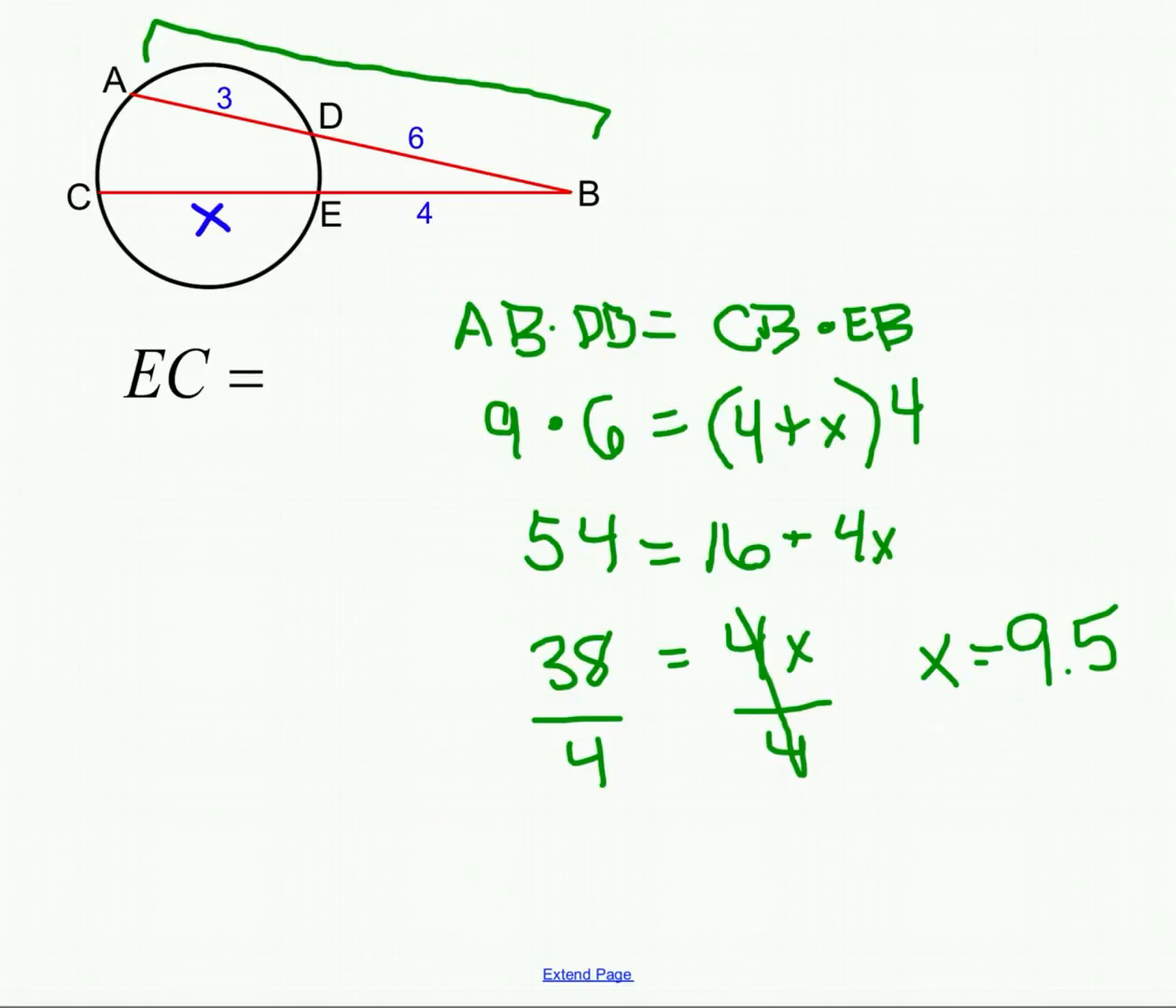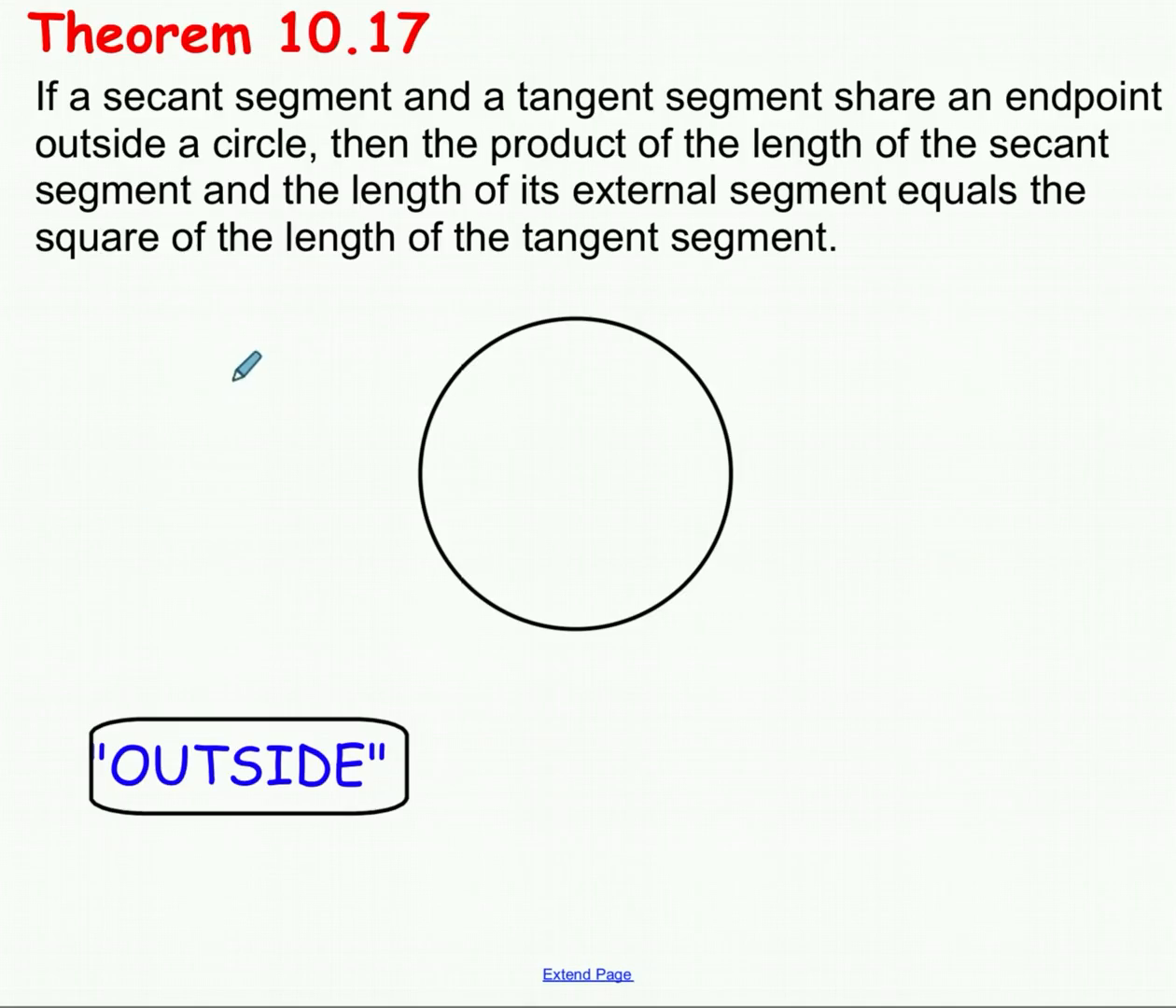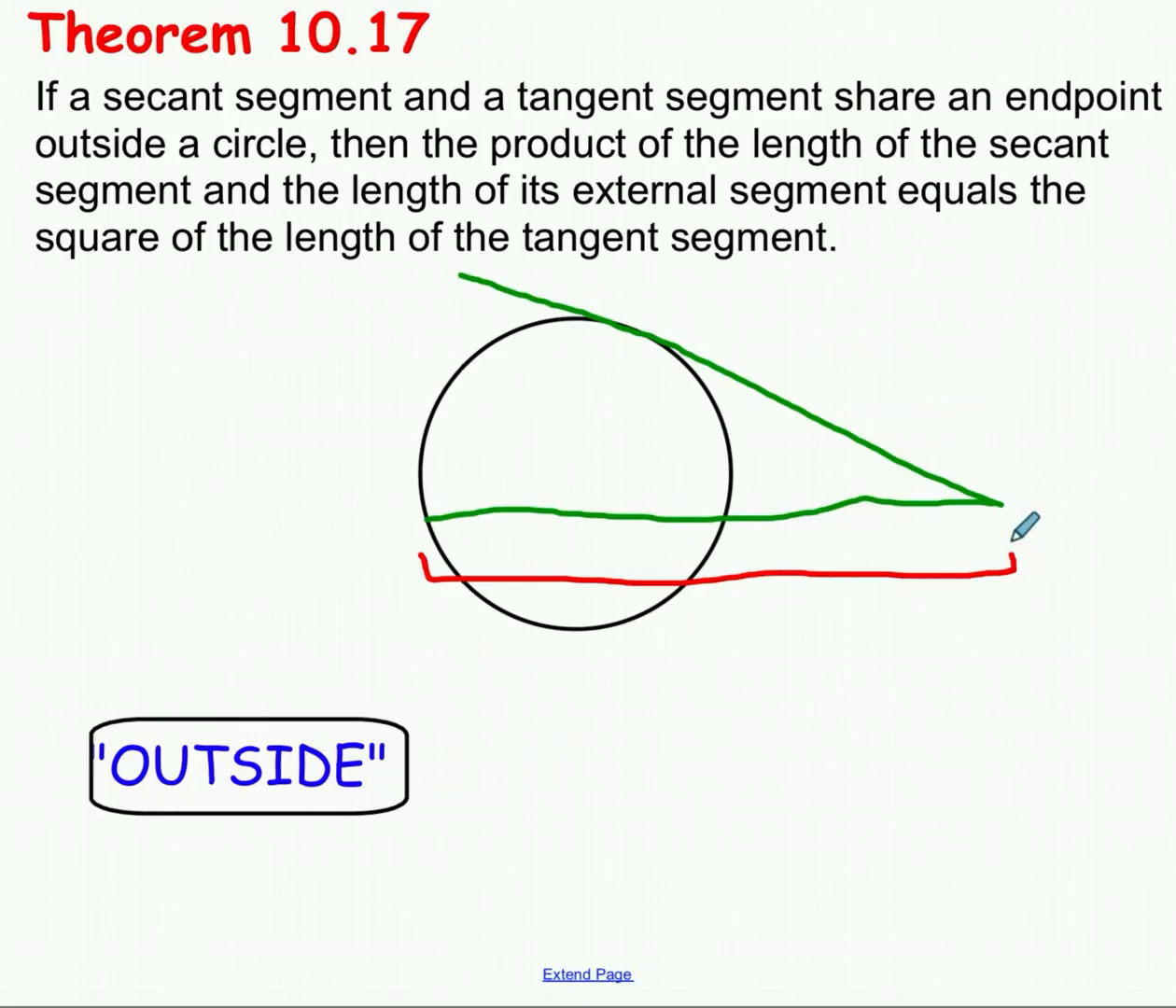So now we're going to introduce one more theorem really quickly. If a secant segment and a tangent segment share an endpoint outside a circle, comma, stop. Let's draw that. I'm going to try and draw a tangent right here. Tangent segment. And a secant share an endpoint outside a circle. So there's the endpoint that they share outside the circle. Then the product of the length of the secant segment and the length of its external segment. So that's the same thing that we have in the last theorem. Here's the whole secant segment.